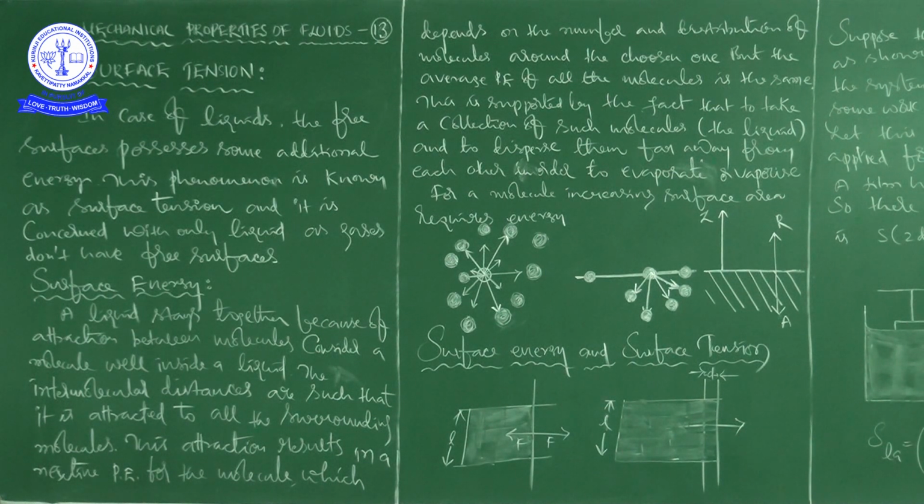Now, some questions arise in our mind. What is the energy required for having a molecule at the surface? Generally, as we mentioned here, roughly it is half of the energy required to remove it entirely from the liquid. To remove it entirely from the liquid, that is half the heat of evaporation.